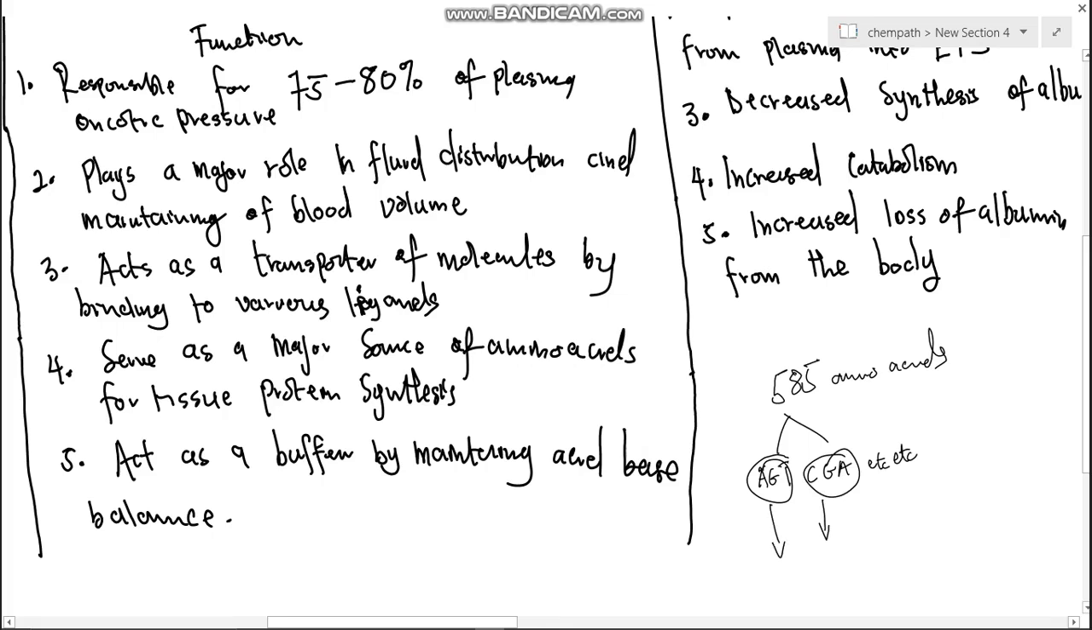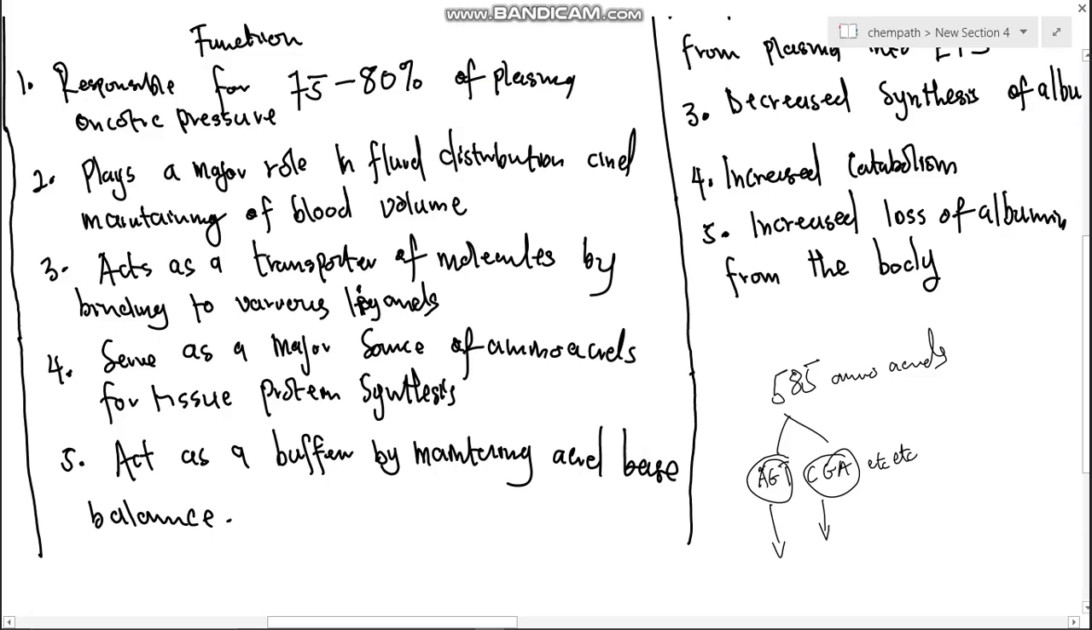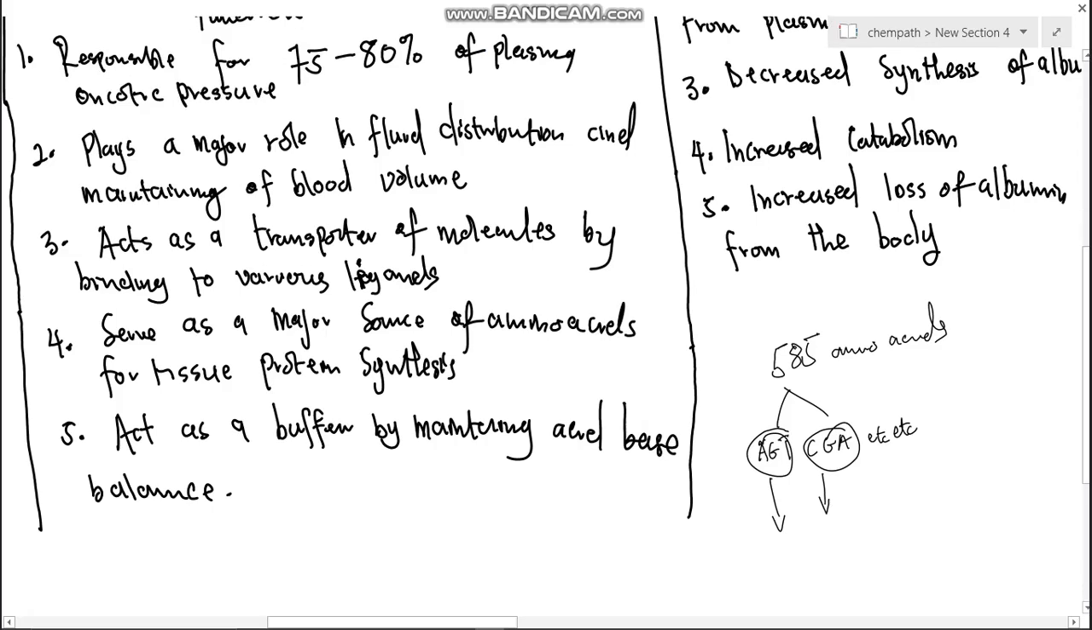So the more albumin we have, the more amino acids we have. And the more amino acids we have, the more nucleotides we have available for protein synthesis. So we can also say it serves as a major source of amino acids for tissue protein synthesis. Okay. And then we can also talk about it acting as a buffer or maintaining acid base balance.